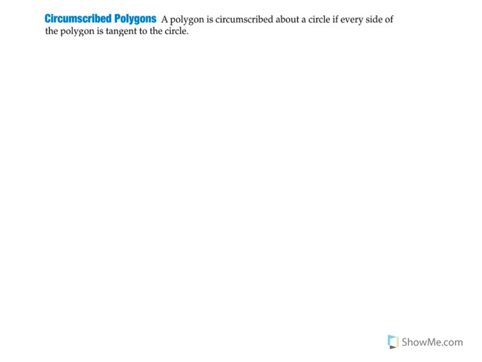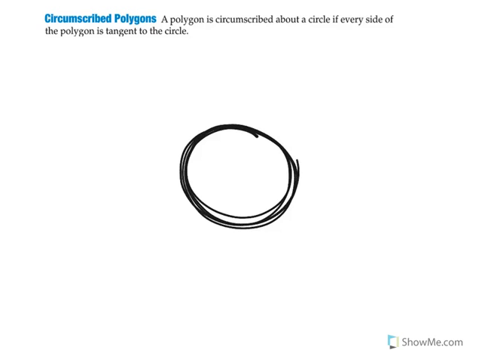So what does this mean? So if I have a circle, and of course it's not a perfect circle, it's basically saying that a polygon is circumscribed about a circle if every side of the polygon is tangent to the circle. So say we're talking about a triangle.